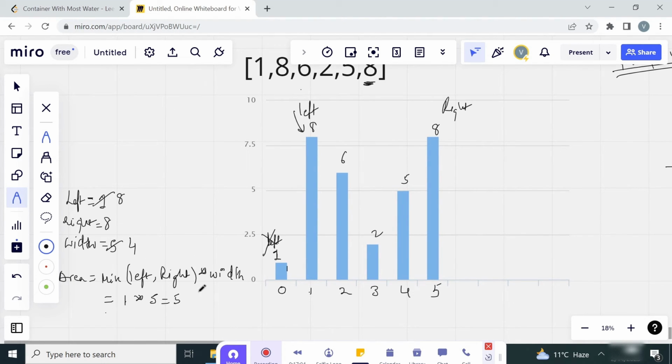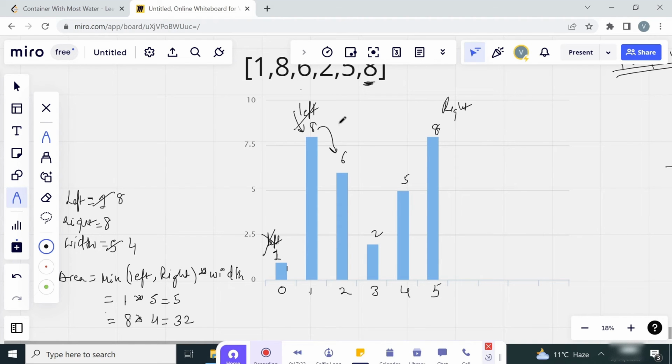And we will again calculate the area. The area will be the minimum of left and right, so the minimum of 8 and 8 is 8, into width 4. So the area is 32. Now again we'll check which one is smaller. These are equal, so let's move left, because it doesn't matter, both are the same.